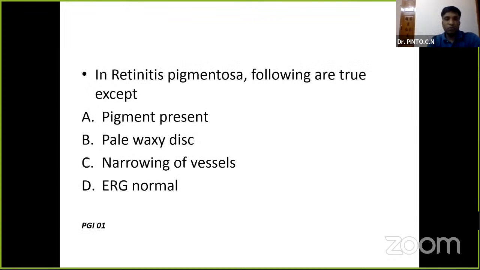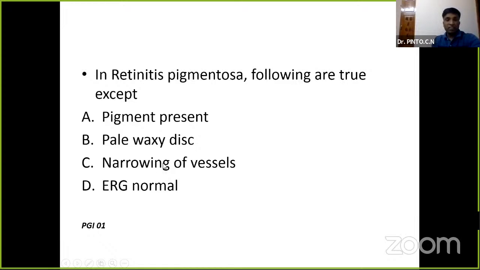In RP, the following are true: pigment present, pale waxy disc, narrowing of the vessels, ERG normal. What is ERG? Anybody? ERG refers to electroretinogram, similar to EEG, electroencephalography, in which you record the electrical discharge from the brain by placing electrodes on the skull. Similarly, we record the electrical activity of the retina by placing electrodes. That is known as the ERG.